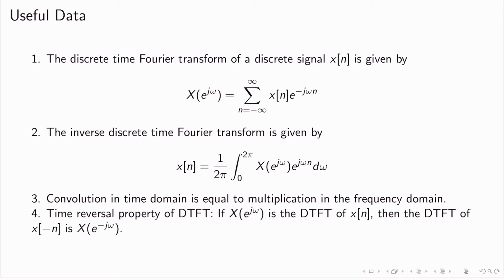And the third thing is that the convolution in the time domain is equal to the multiplication in the frequency domain. And finally, the time reversal property of the DTFT of a discrete time signal x of n, which says that if capital X of e to the power j omega is the DTFT of x of n, then the DTFT of x of minus n will be equal to capital X of e to the power minus j omega.